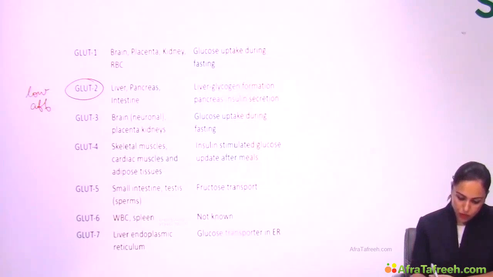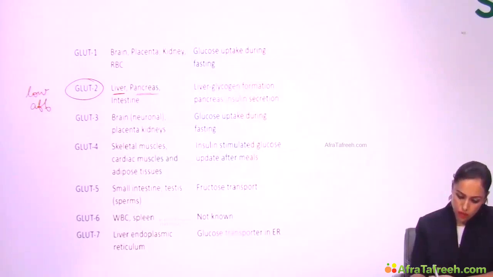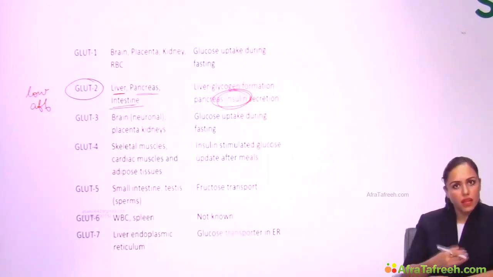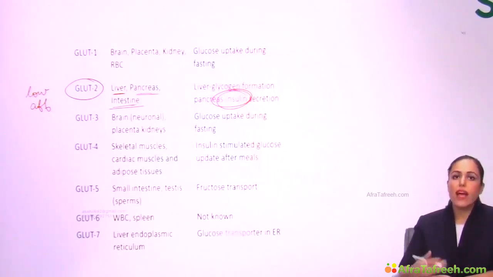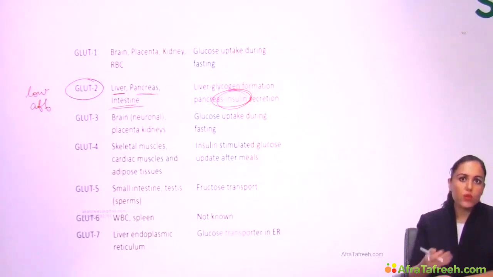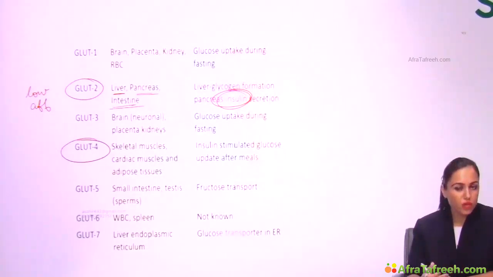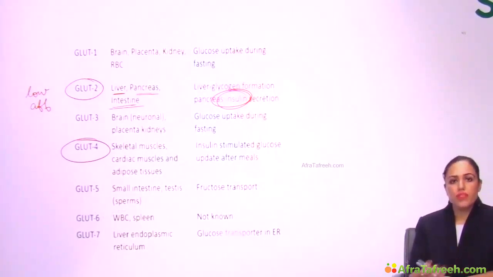Now, therefore, GLUT2 is present in liver for glycogen formation, present in pancreas for insulin secretion, present in intestine for absorption, right? So now when insulin is released, then insulin will come in blood and will activate the next GLUT. In our sequence, as we are done with number 3, insulin activates GLUT4. Next is GLUT4. So insulin activates GLUT4, and now GLUT4 has to do the hypoglycemic action of insulin. So GLUT4 should be present where?